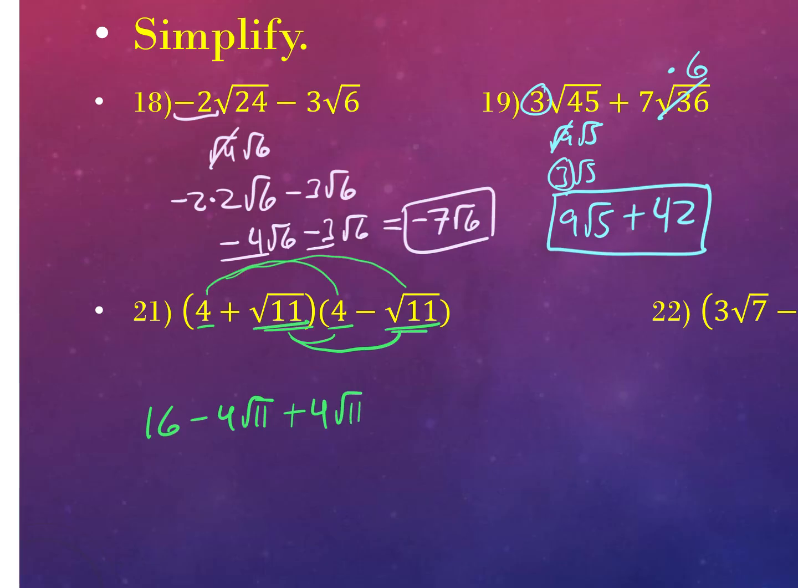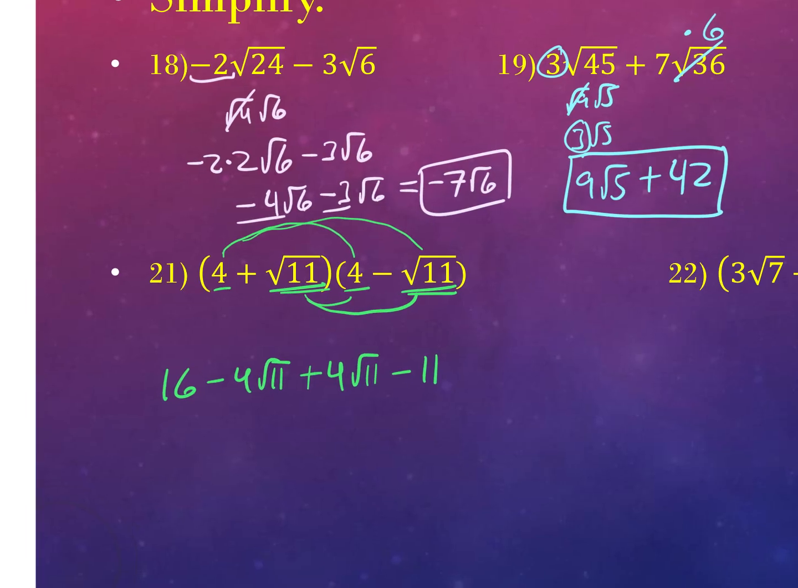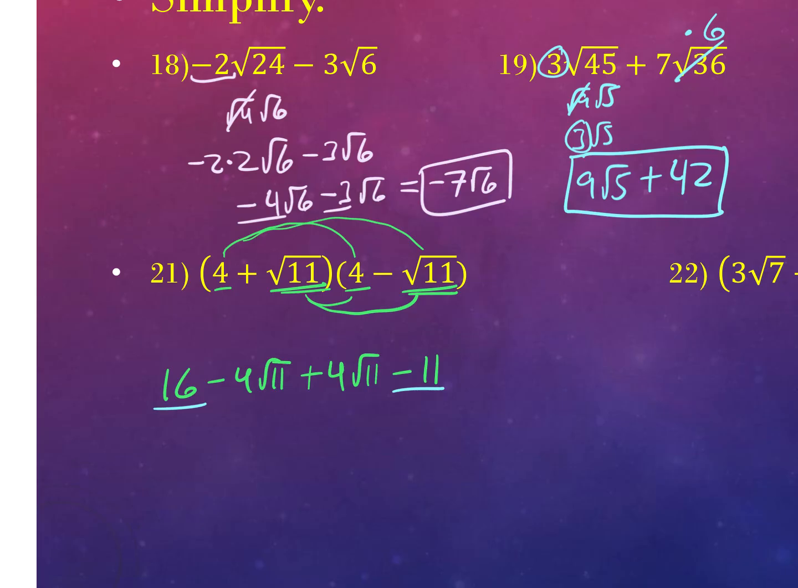And square root of 11 times negative square root of 11 is just negative 11. It shows up once outside the radical. All right, and look at what combines. I have a 6 minus 11, which is 5. Negative 4 plus 4 cancels out. They have the same radical, so you can combine them. You just get a whole number.